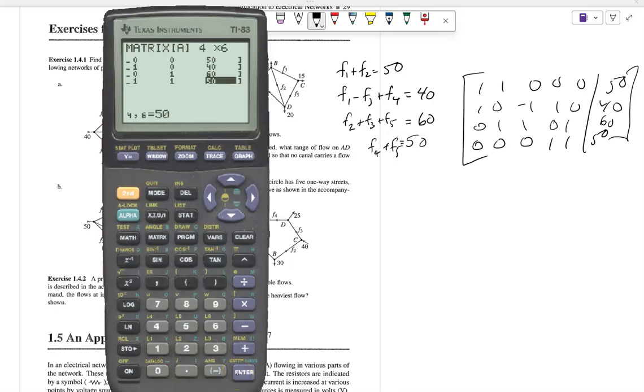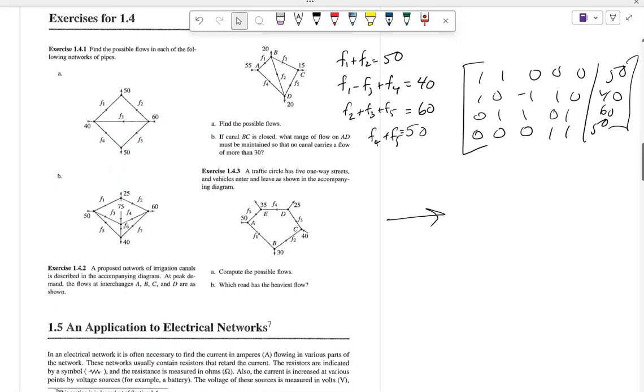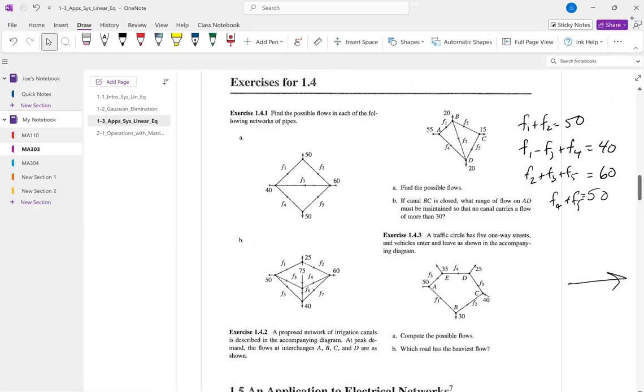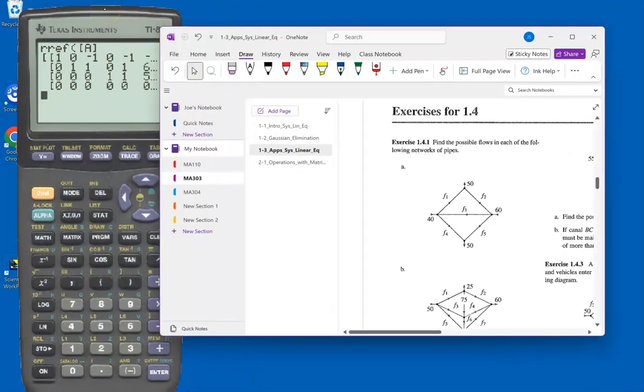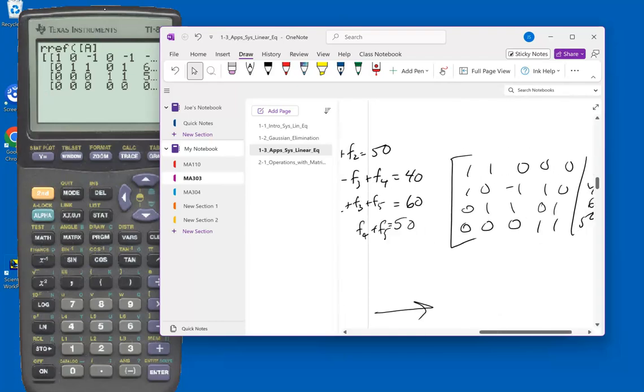All right. So let's get back out of here. Go back over to your math menu. We want reduced row echelon form of matrix A. So put this in. It's hard for me to write and do that at the same time. Just put it on the screen here.